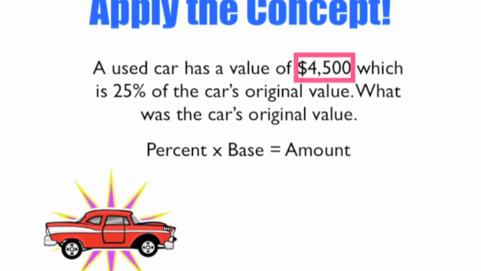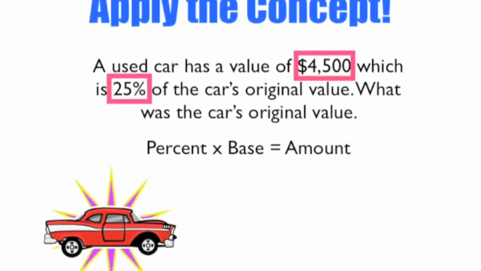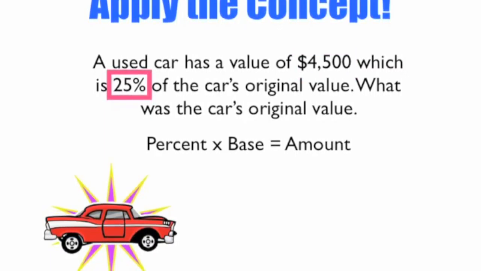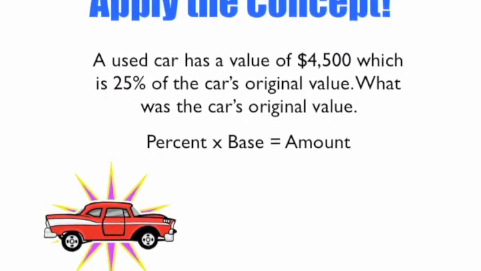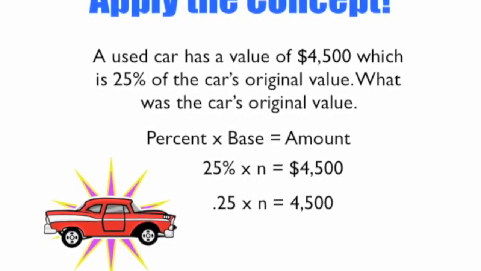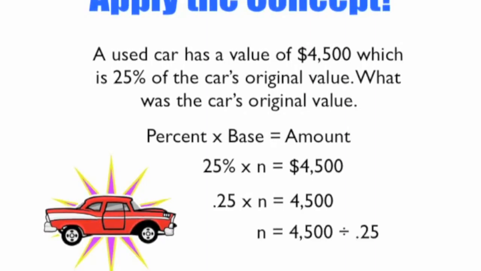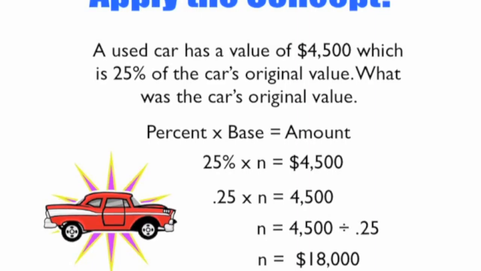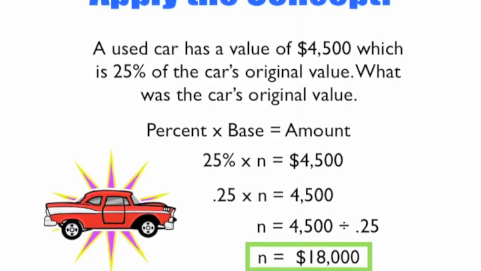You are given the amount, which is 4,500, and the percent, which is 25%. Plug those numbers into the equation with the base as the variable n. You then have 25% times n equals 4,500. Convert the percent to a decimal by moving the decimal place 2 to the left. Then divide each side of the equation by 0.25. Therefore, the car's original value was $18,000.